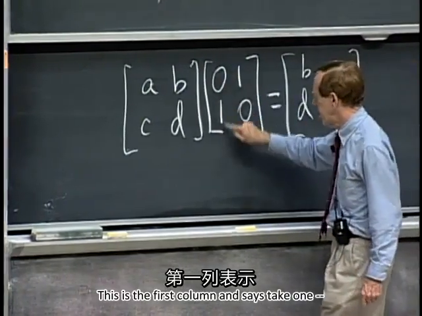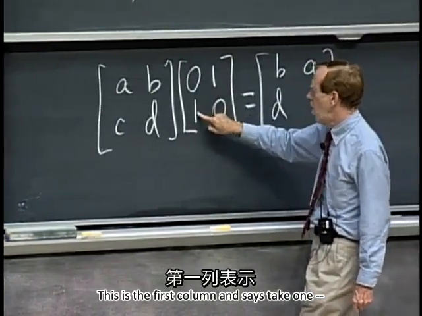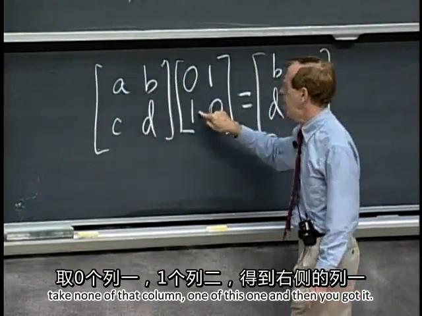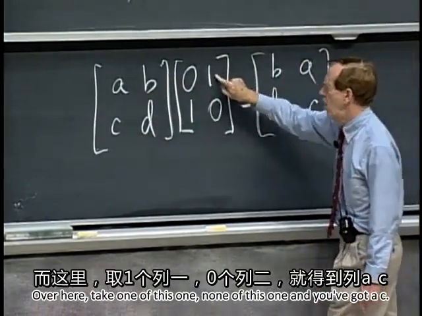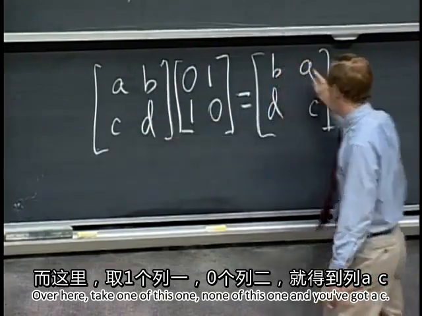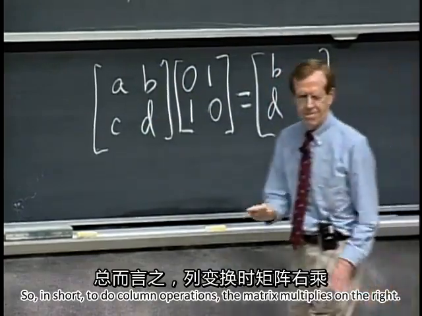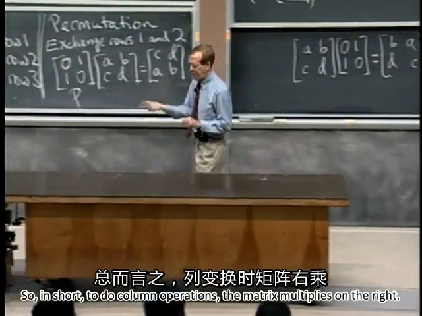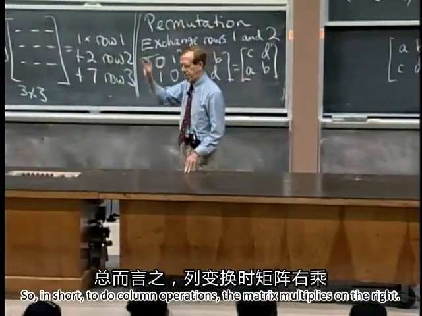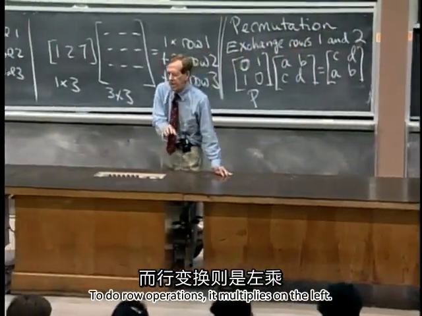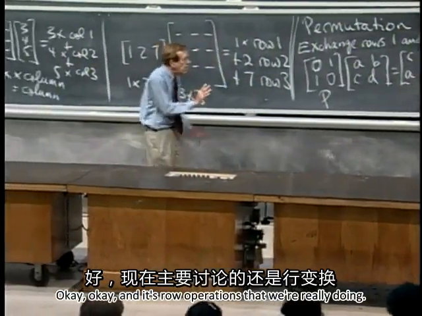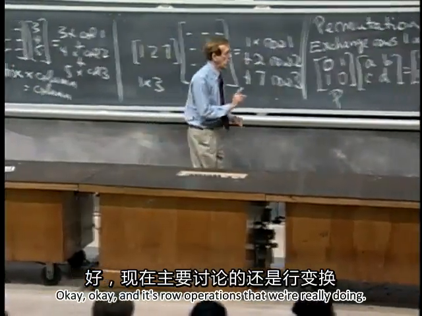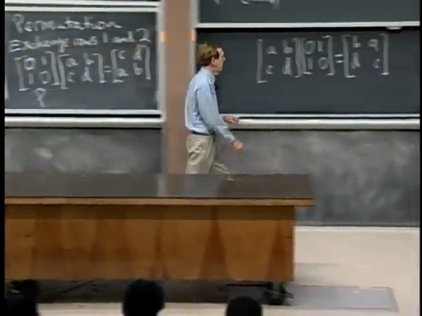Because now I'm multiplying a column at a time. This is the first column, and says take none of that column, one of this one, and then you've got it. Over here, take one of this one, none of this one, and you've got AC. So, in short, to do column operations, the matrix multiplies on the right. To do row operations, it multiplies on the left. Okay. And it's row operations that we're really doing.